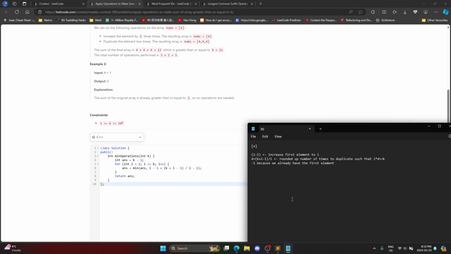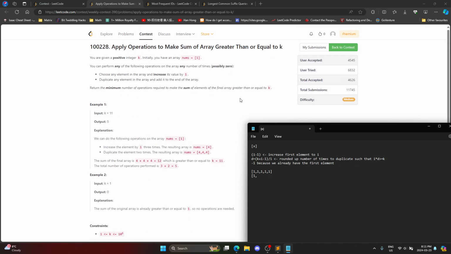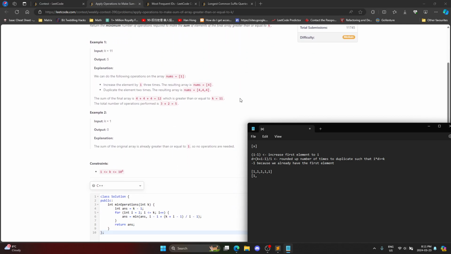And the reason why this is optimal is because let's say you do 4 operations, right? So what can you do in 4 operations? You can do 1, 1, 1, 1, 1, 1, 1, right? So that's 4 operations. You could do 1, 1, 1, and then you change this to 2.